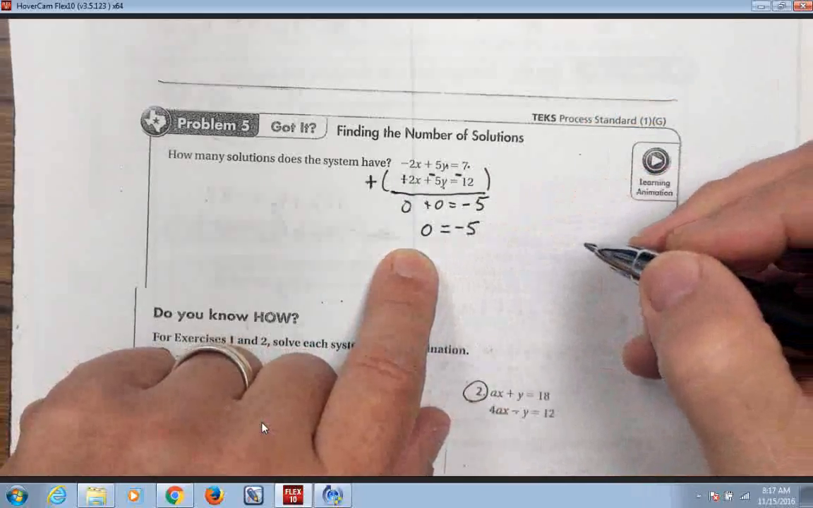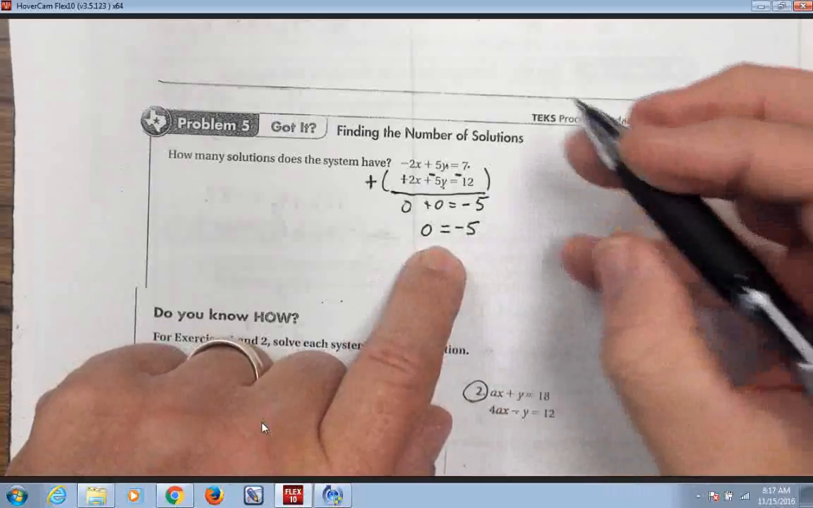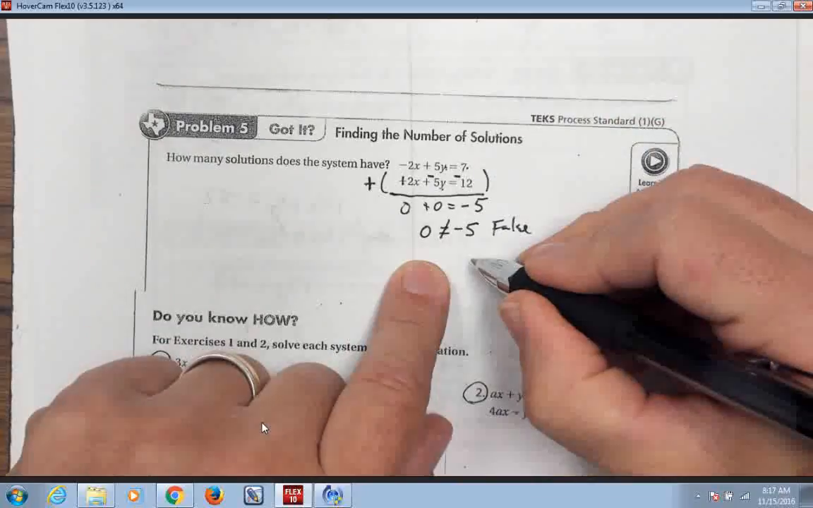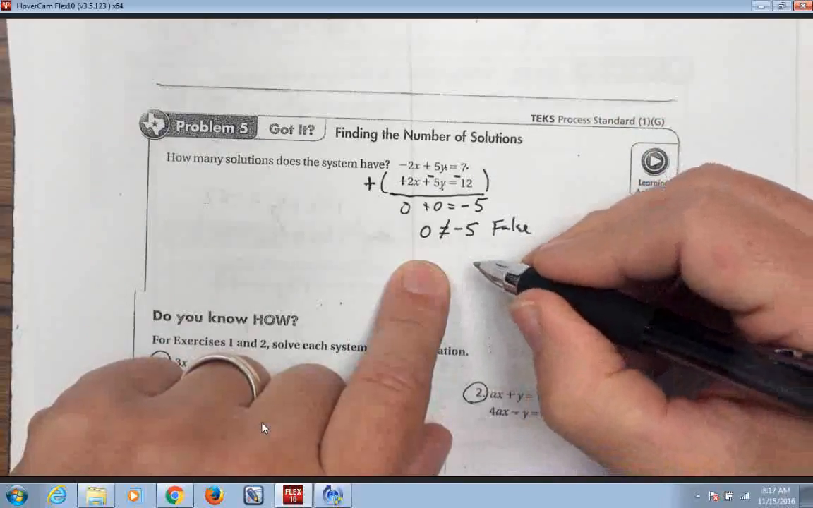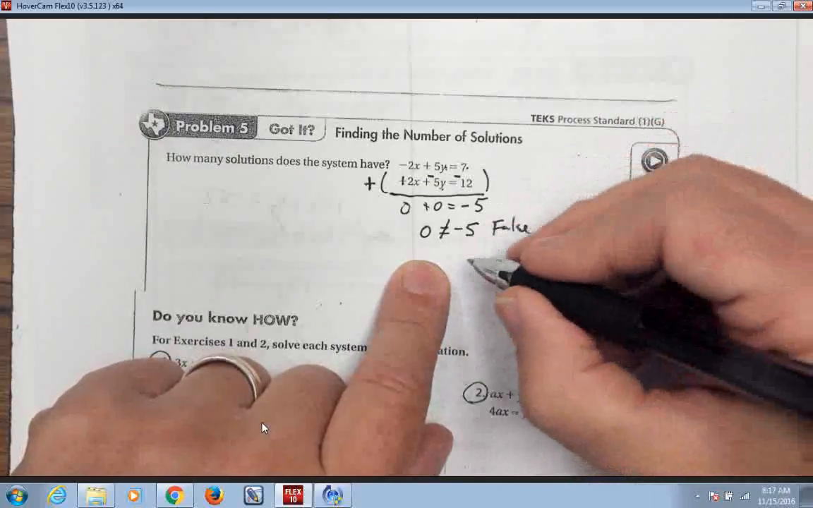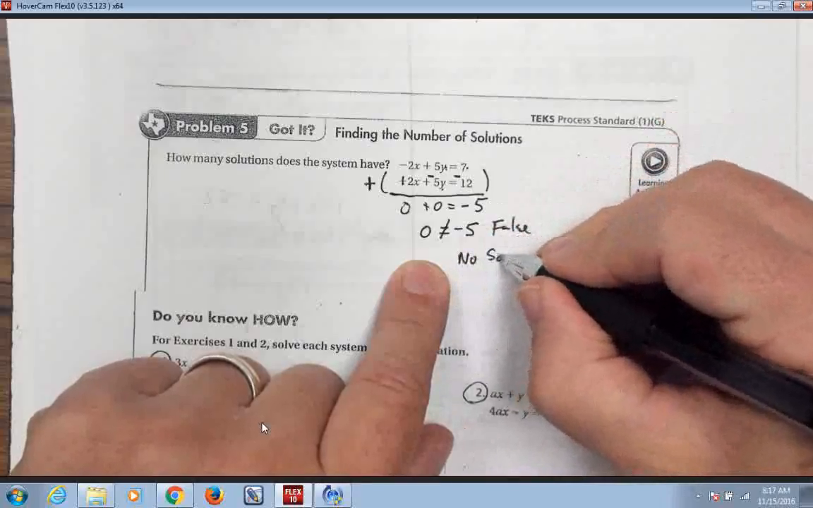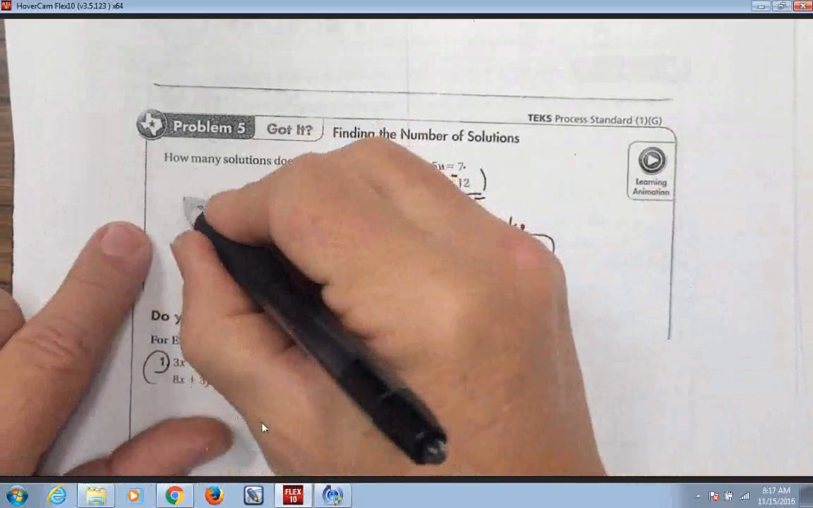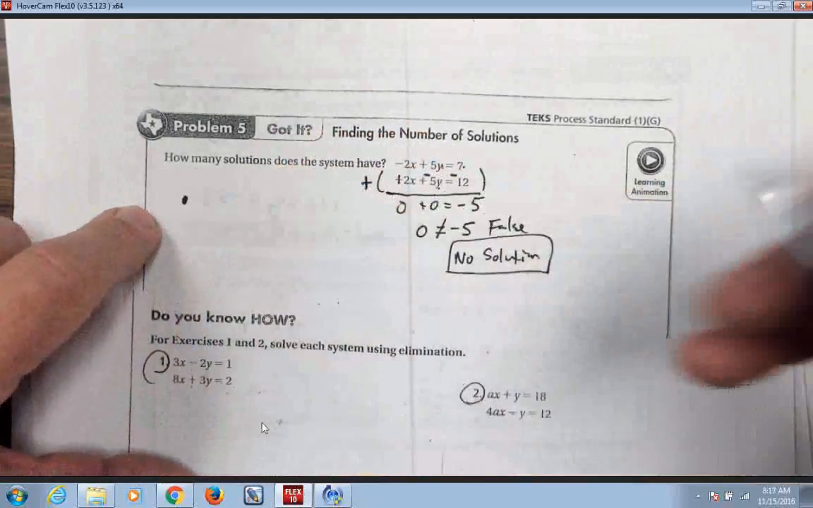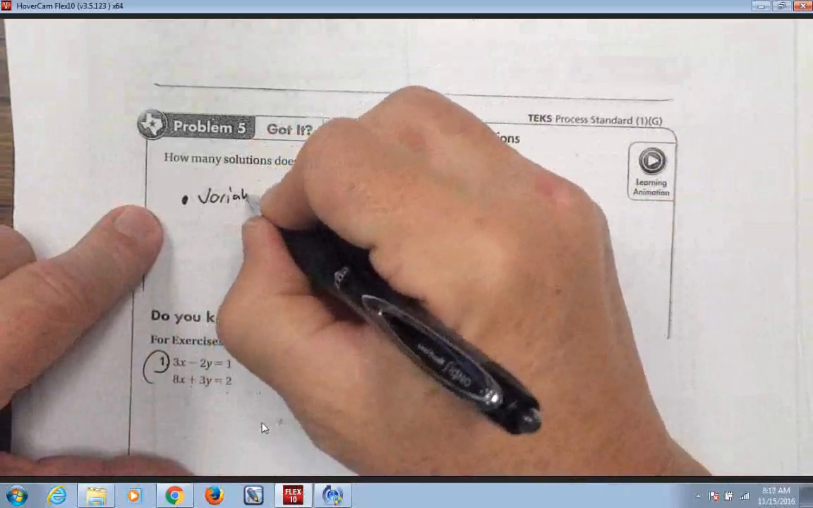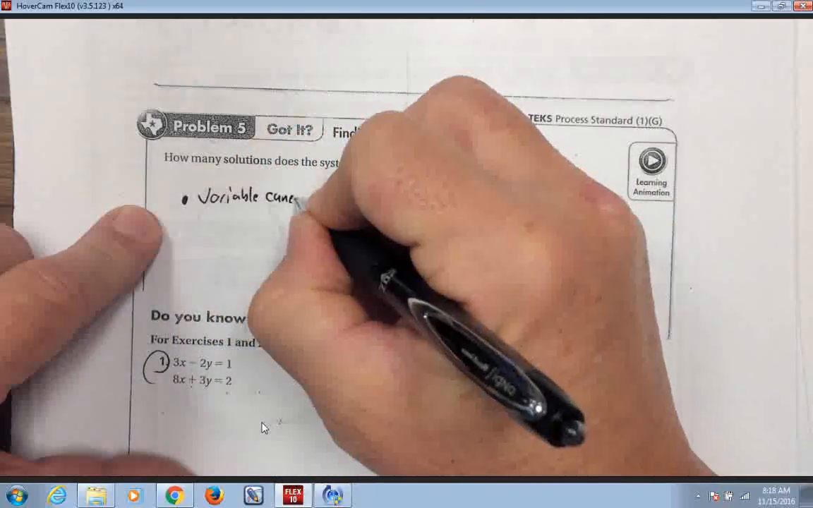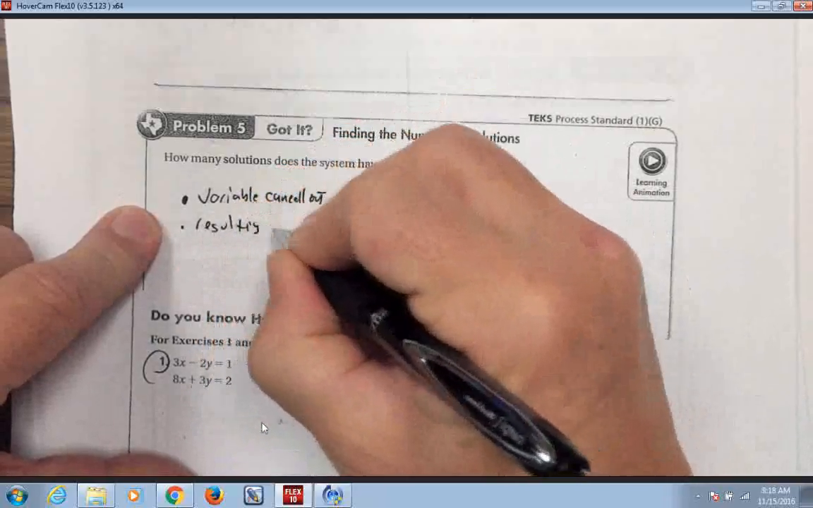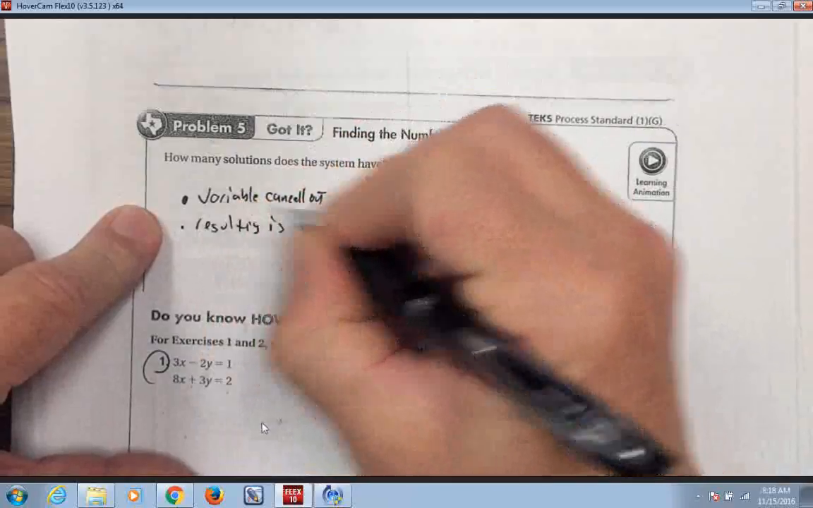A negative 5. So I get 0 is equal to negative 5. So my variables canceled out. Is my resulting equation true or false? It's false. So what does that mean? Just like in substitution, if my variables canceled out and my answer is false, it would be no solution. So it's the same thing as the substitution method. If your variables cancel out and the resulting equation is false, then what?